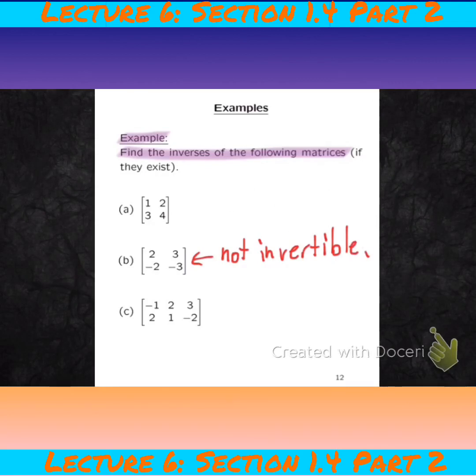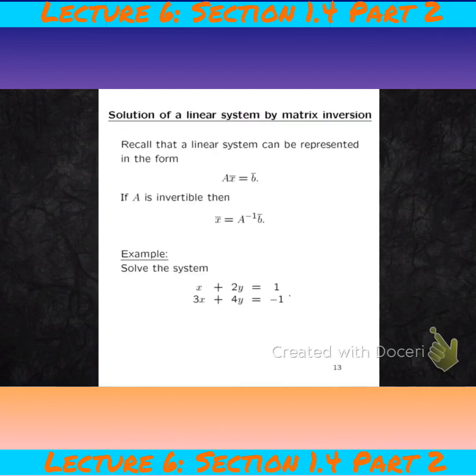Remember, a 2 by 2 matrix is invertible if and only if its determinant is not 0. Okay, so the last matrix is a 2 by 3. And the inverse, remember we said the inverse of a matrix corresponds only to square matrices, and a 2 by 3 is not a square matrix, so that's clearly not invertible.